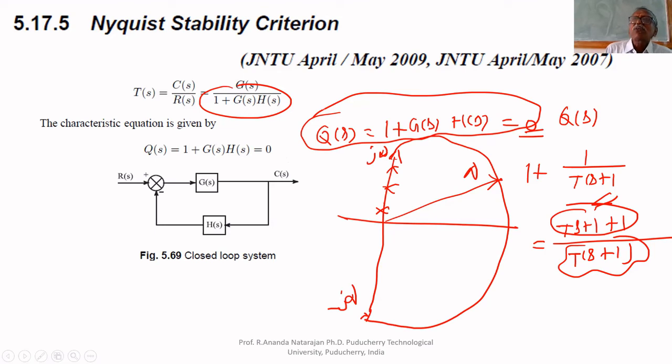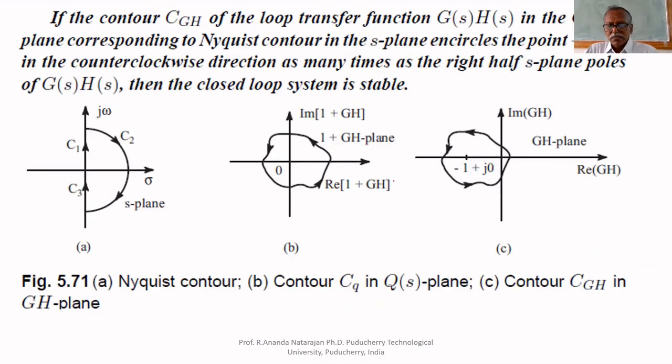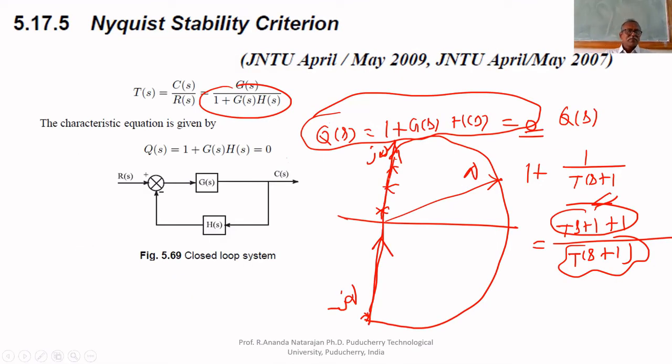In other words, zeros of Q of S are closed loop poles. Q of S equals 1 plus GH, and the numerator of 1 plus G of S, H of S is the characteristic polynomial. Therefore, zeros of Q of S are closed loop poles that should not be on the right hand side. That's why, if you do the mapping, it is not yet over. The Nyquist stability criterion is not yet over.